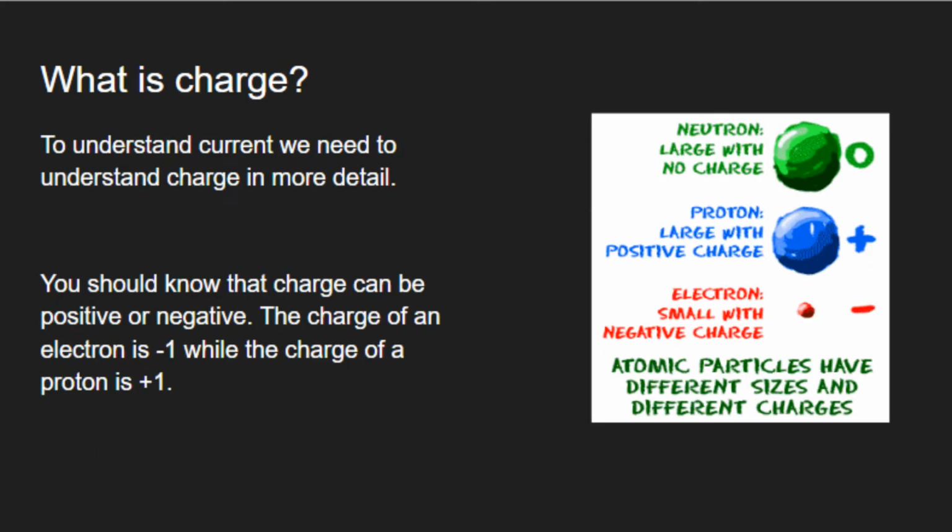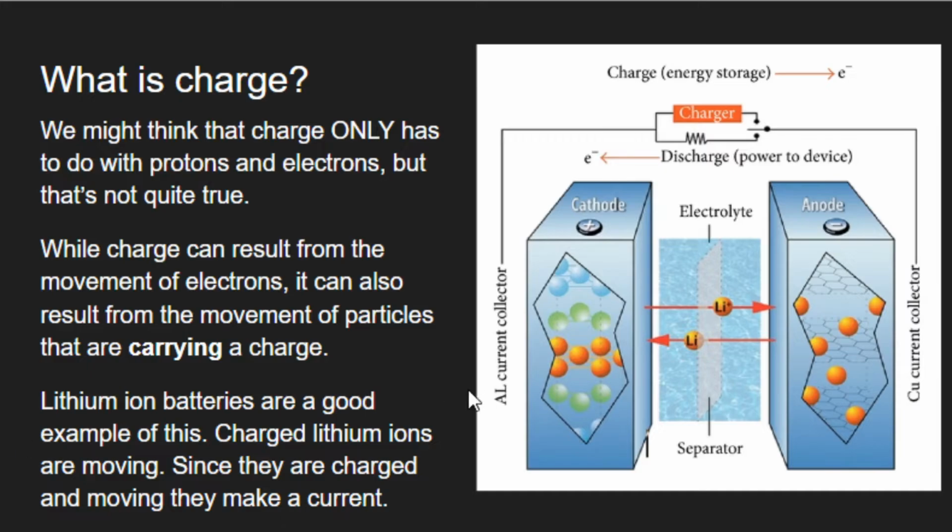Charge is the other thing we have to learn about for understanding current. You should remember that charge can be positive or negative, and the charge of an electron is -1, and the charge of a proton is +1. I hope you remember that. We might think that charge only has to do with protons and electrons, and that's not quite true. Of course, those are the baseline things that make everything else charged, but it's not always protons or electrons moving.